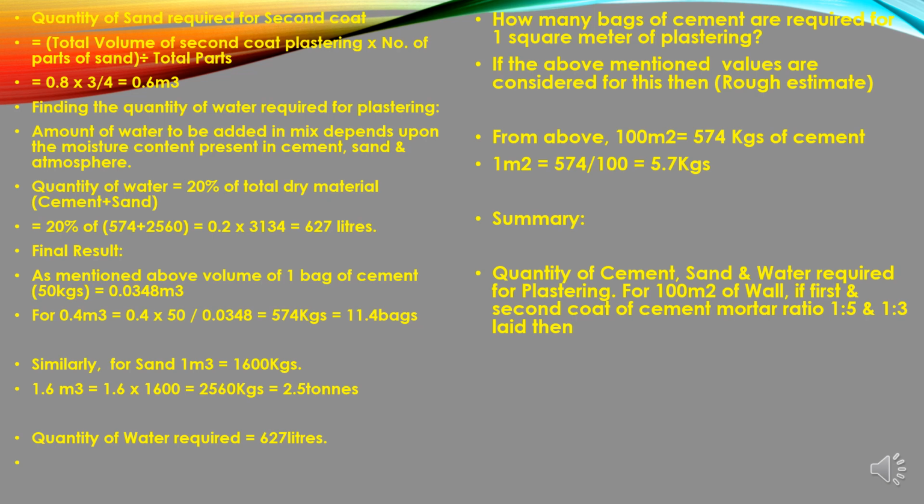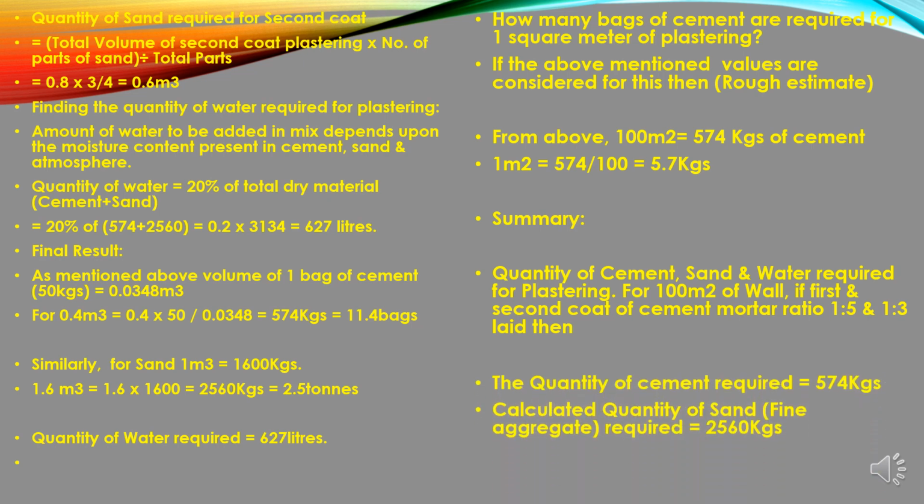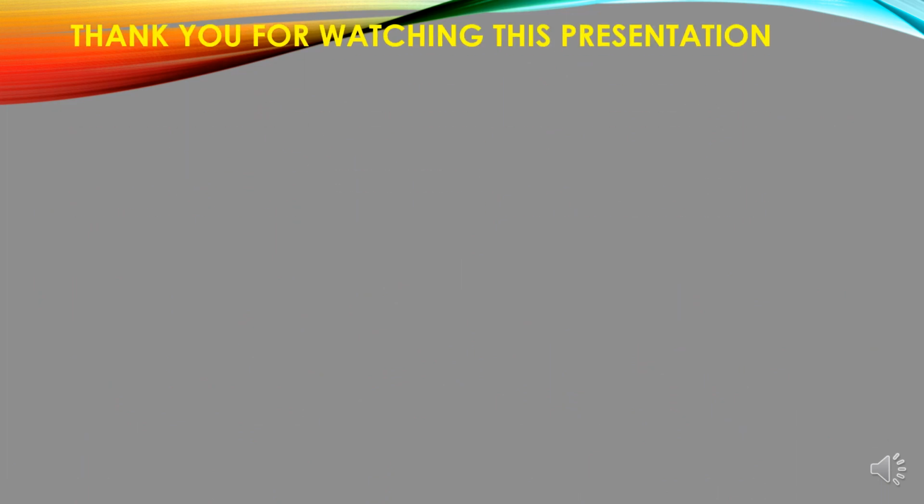Summary. Quantity of cement, sand and water required for plastering of a 100 square meter wall, with first and second coat of cement mortar ratio 1:5 and 1:3. Then the quantity of cement required is 574 kg. Sand required is 2506 kg. Quantity of water required is 607 liters.